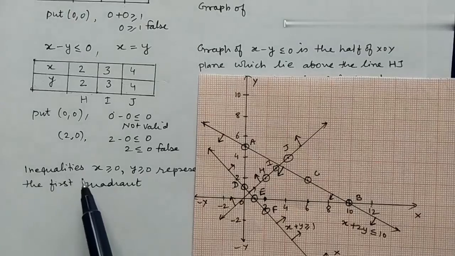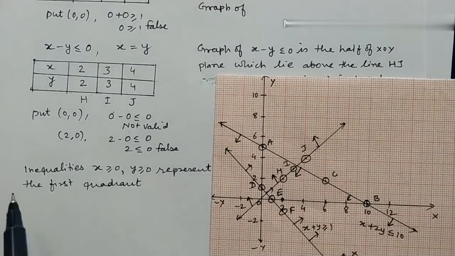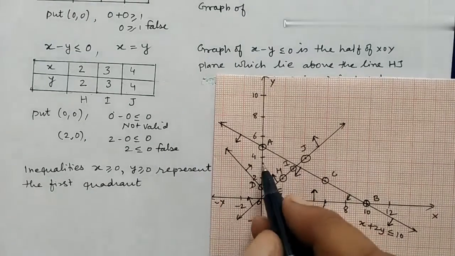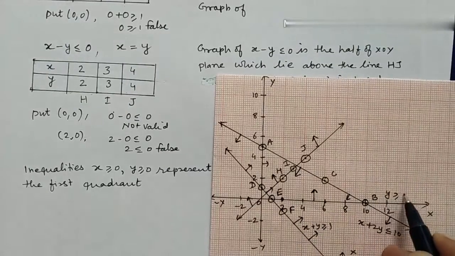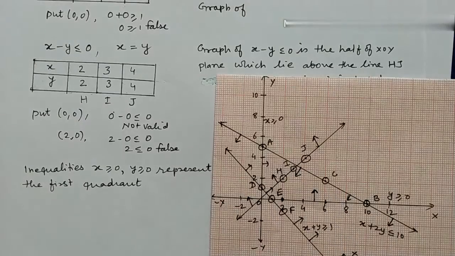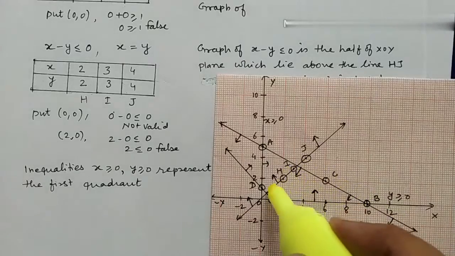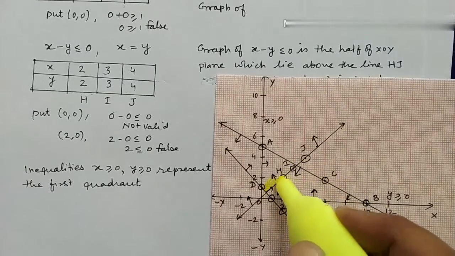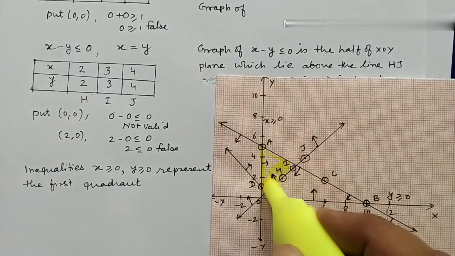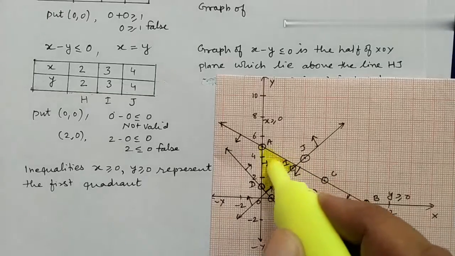Look here, the inequalities x greater than or equal to 0 and y greater than or equal to 0 represent the first quadrant. Here above is y greater than or equal to 0, and here we can take x greater than or equal to 0. So look here, the common region is here. You can identify that we have to mark all the inequalities: above the inequalities, below the inequalities, right-hand side of the inequalities, and we get this region. This region is the solution.